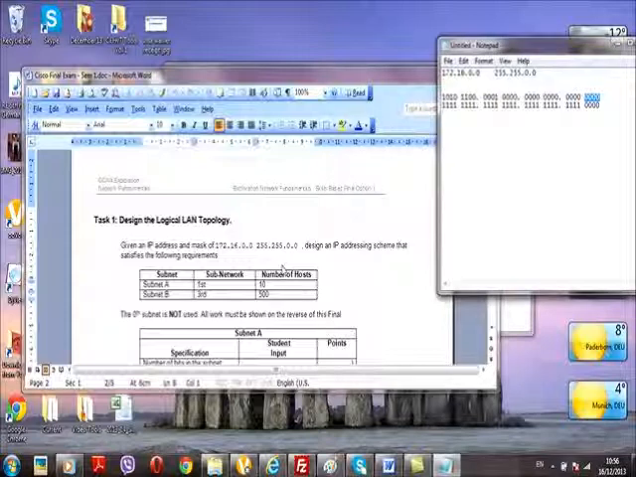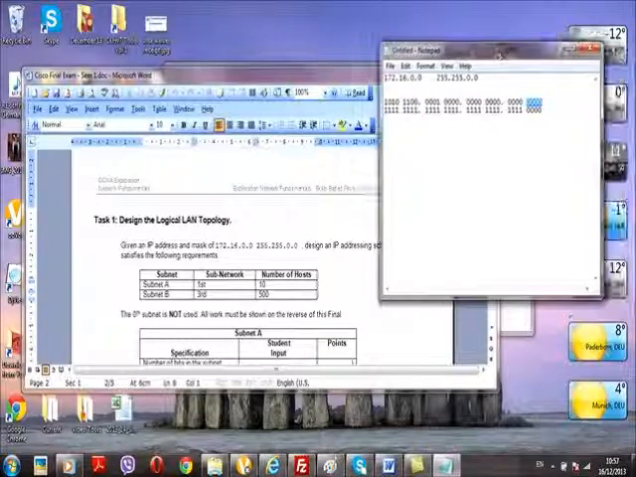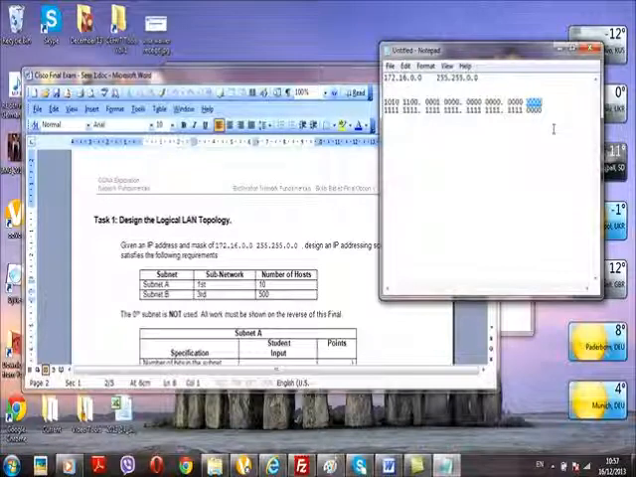Okay, so what we can do now is, let's do it on here first. So we've got our subnet mask. If I look at the subnet mask here, that's in decimal. Now the new subnet mask, just write it all down properly.